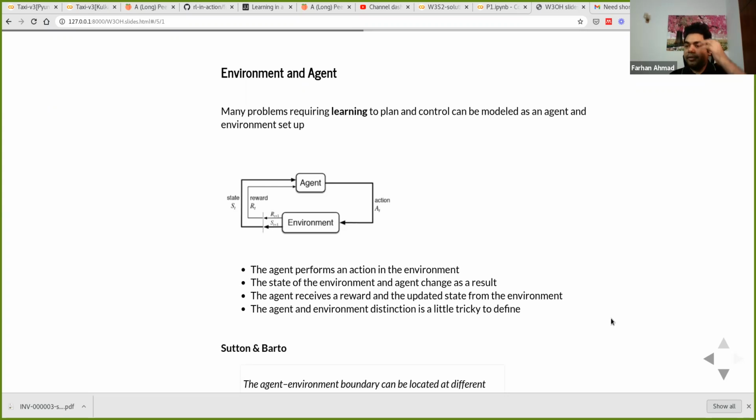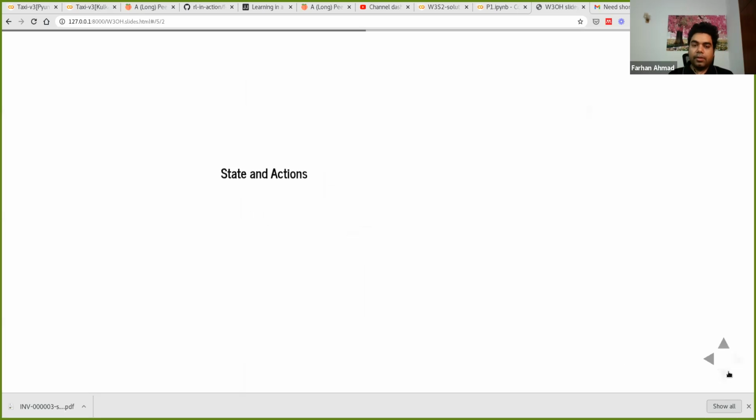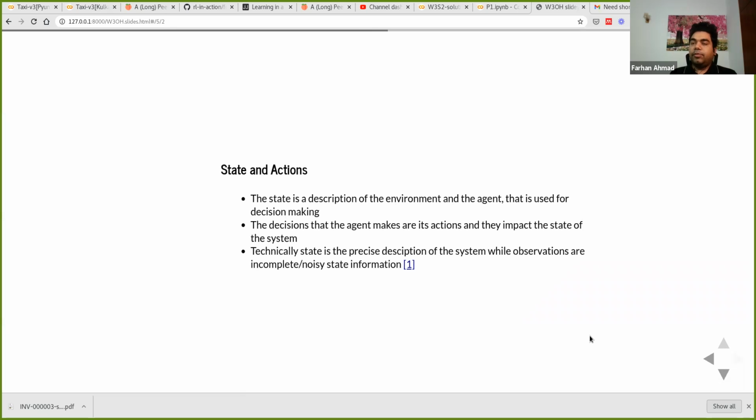In fact, if you refer to the Sutton and Barto book, which is linked as a reference in the Slack channel, you will see that they talk about exactly this thing, that the boundary can be located at different places, and it will depend on what you define as your state. Then, of course, we defined state as all the information or a description of the environment and the agent, and the decisions that the agent was taking were the actions.